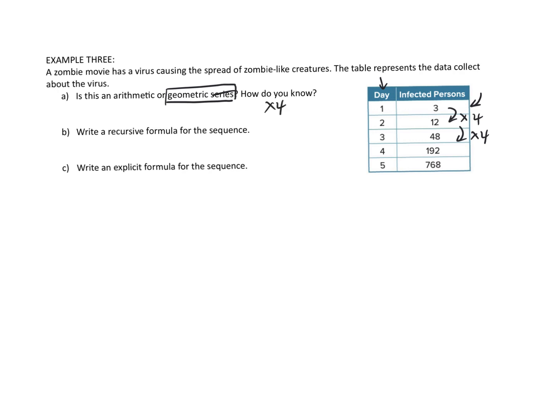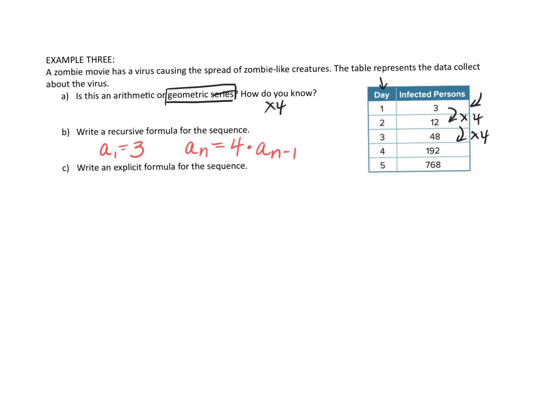All right, the recursive rule. Go ahead and try to write the recursive rule. All right, so I'm going to say my first term is 3. And then if I want to find any term after that, I write a sub n, and then I am multiplying the previous term by 4. So 4 times the previous term.